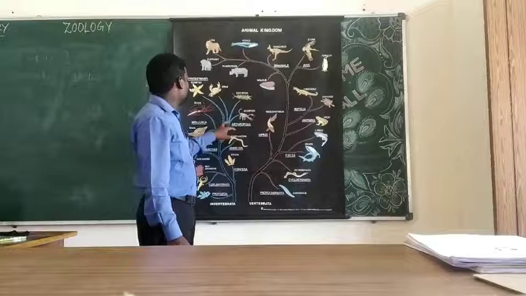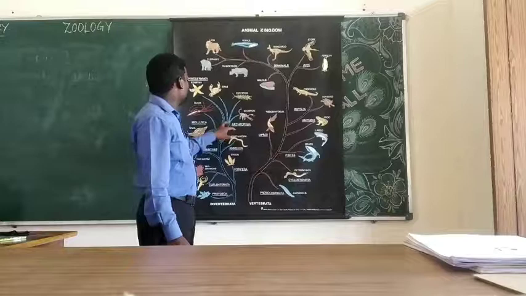The other one is mollusca. This type of animal has a very fleshy structure which is covered with a shell, bivalve or ball-like shell structure. The great examples are pila, freshwater mussel, pearl oyster, etc. The last one is echinodermata. What is echinodermata? Echinoderm means spine-like structure. This type of animal has skin with spine-like structures, so these animals fall under the echinodermata. The great example is starfish. These are the invertebrate phylum groups.